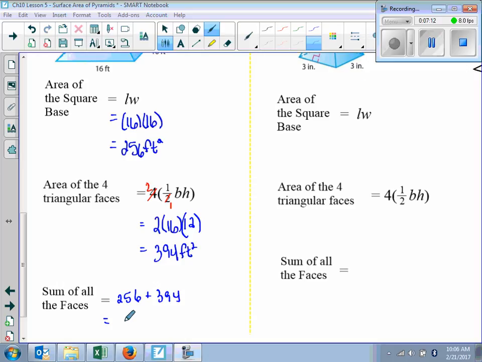Okay. So that gives us 650 feet squared. And that's it.